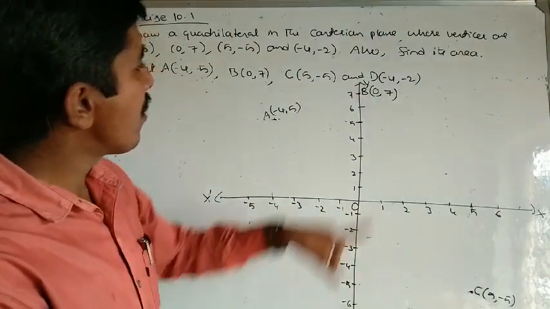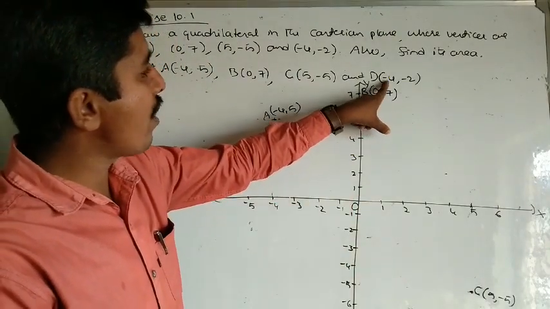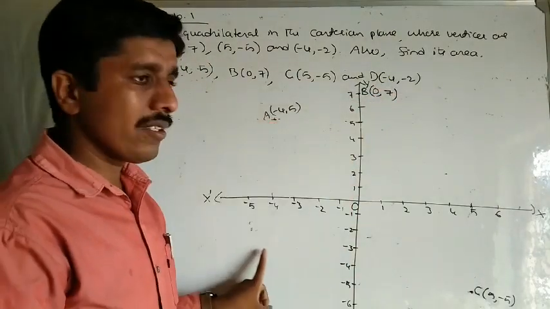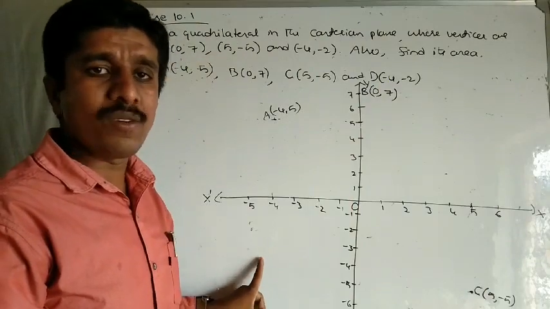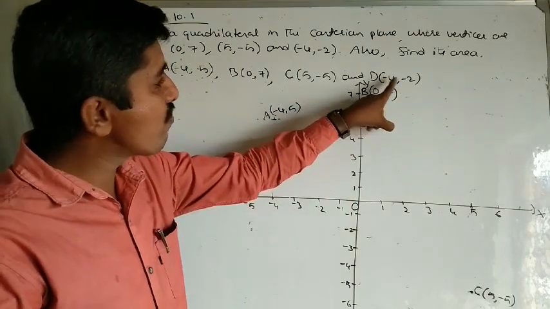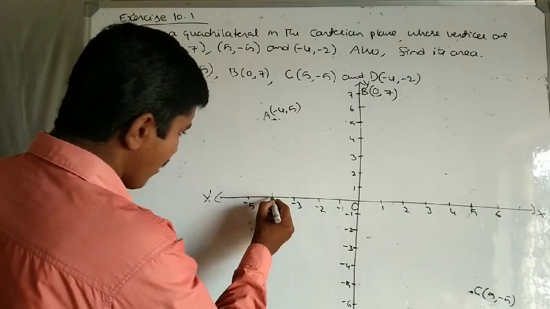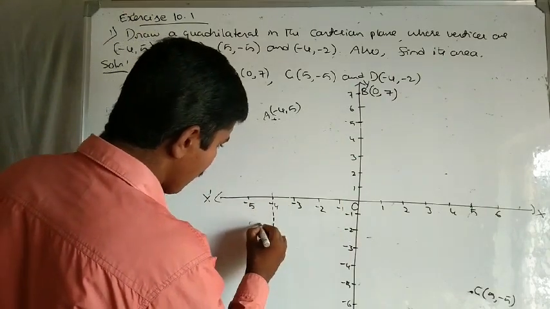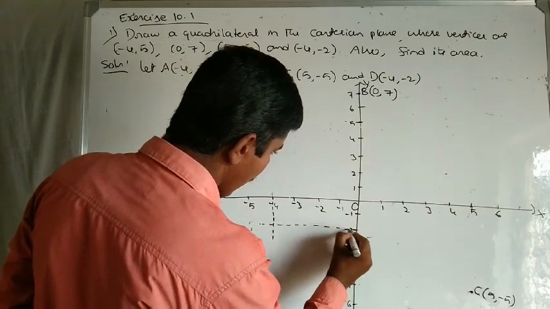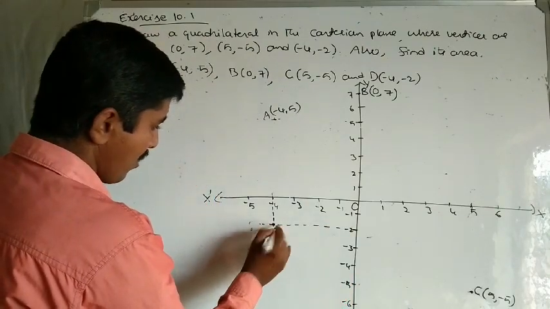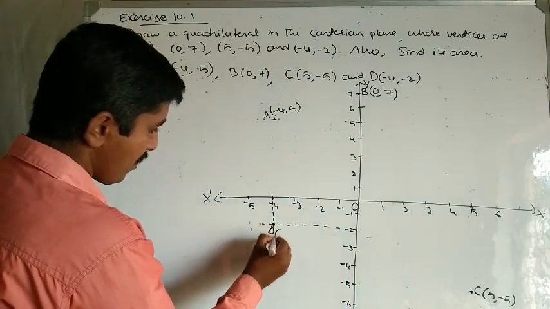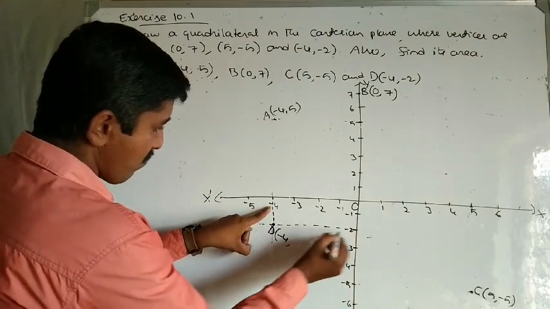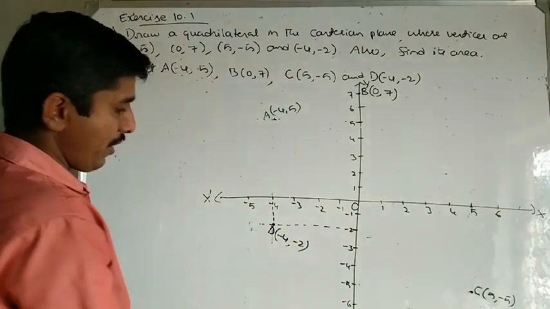So now the last point, D point. Here the x coordinate is negative and the y coordinate is negative, which means this point lies in the third quadrant. Here x equal to minus 4, y equal to minus 2. Correct. This is the point marked as D point. Here x coordinate minus 4, y coordinate minus 2. Got it? Like this.